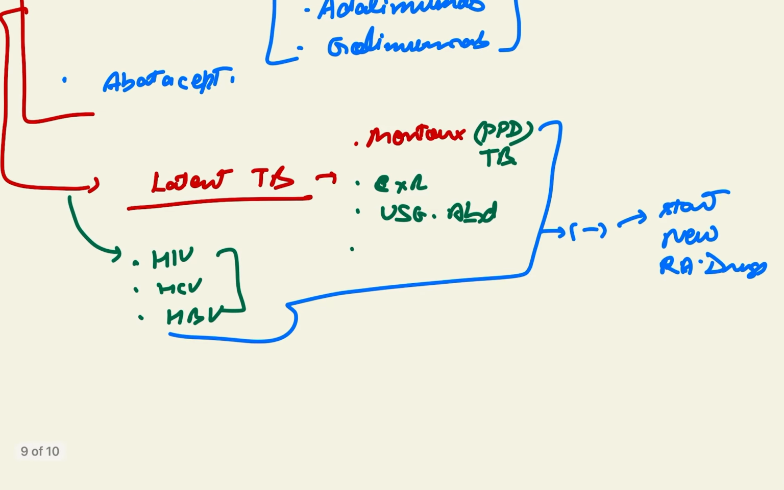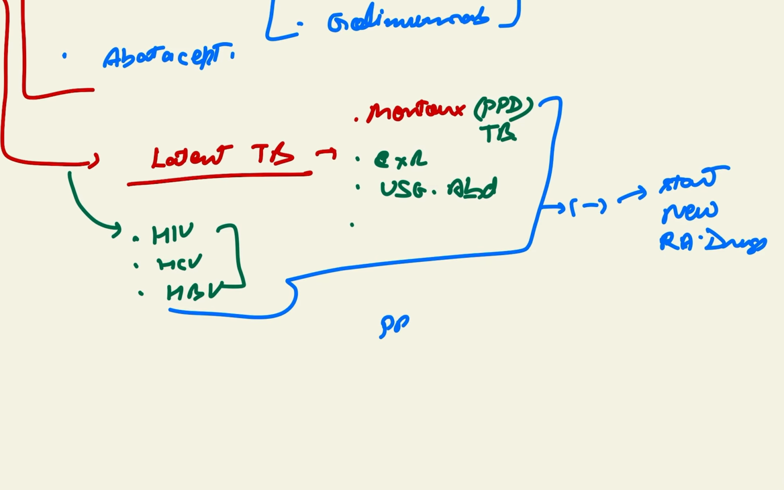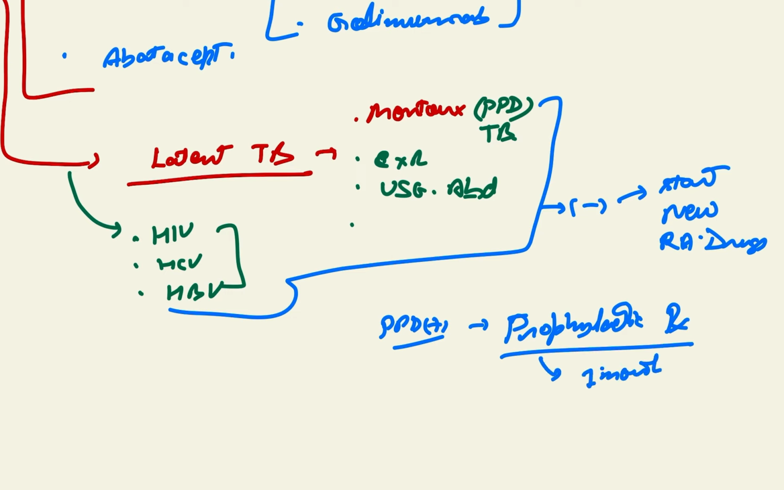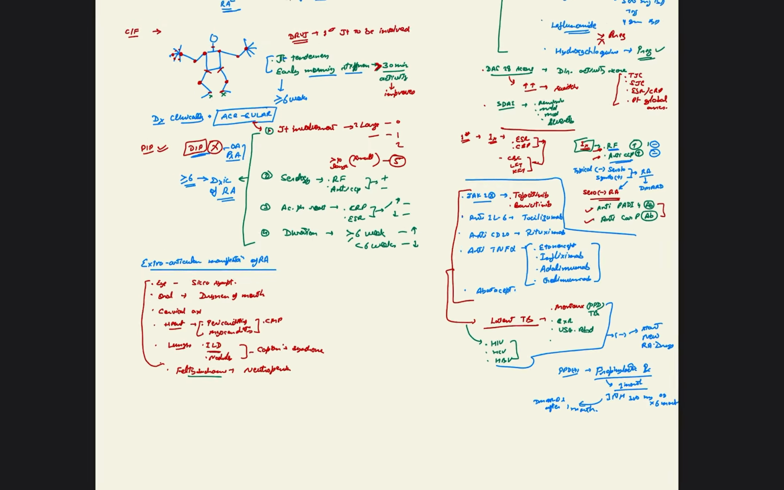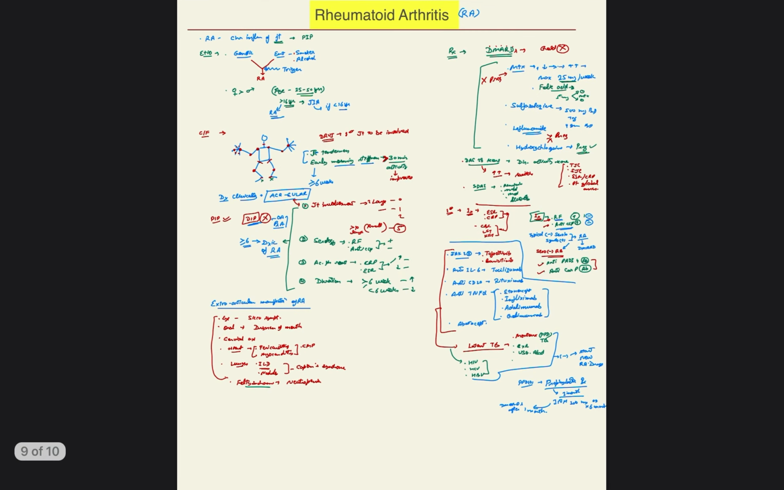Next, if the PPD is positive or the latent TB is positive, then we can start prophylactic treatment with isoniazid, INH, generally 300 milligrams once daily for 6 months, and we can simultaneously start the DMARDs after one month. So in short, this is the crux of rheumatoid arthritis, the diagnosis and the treatment part.